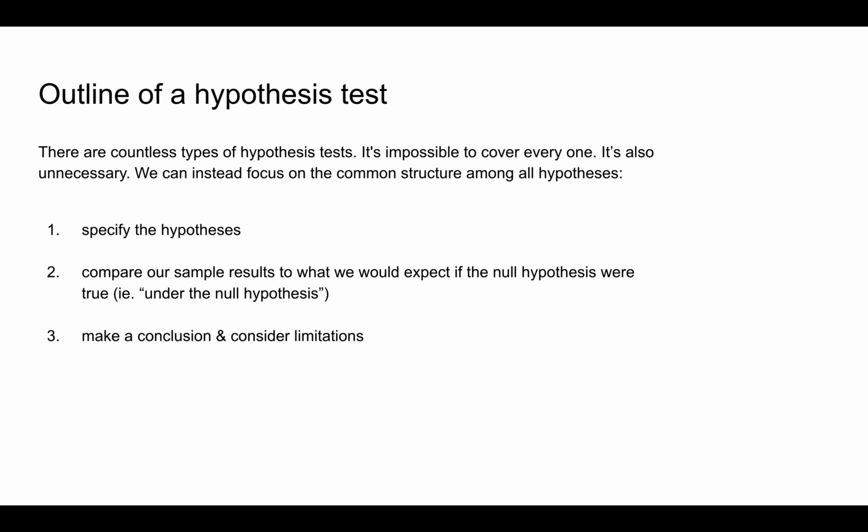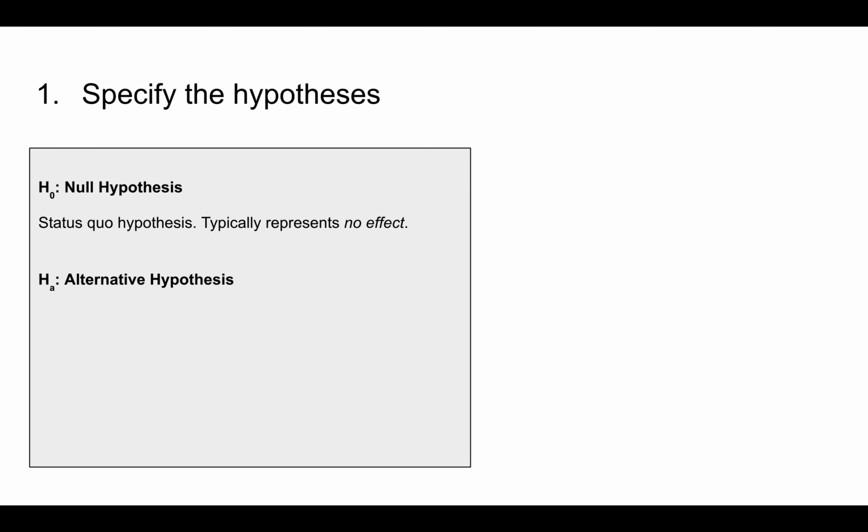Let's focus on the first step first. The first step of a hypothesis test is to specify what hypotheses are being tested. In general, there are 2 competing hypotheses. The first is the null hypothesis, denoted by H0 or H-naught. This hypothesis represents the status quo, or no effect. It's basically the boring hypothesis. The null hypothesis is contrasted by the alternative hypothesis, denoted by HA. This is the hypothesis which states the actual claim we're making about the population.